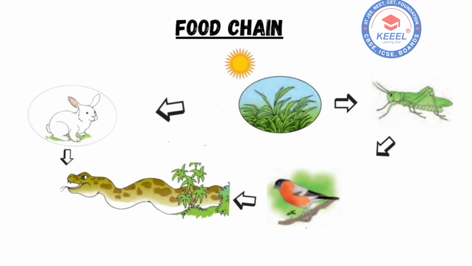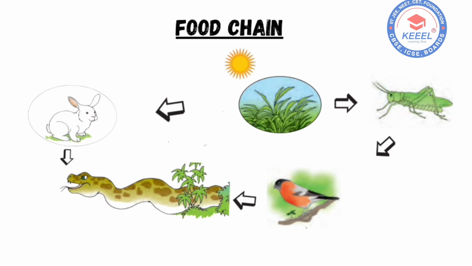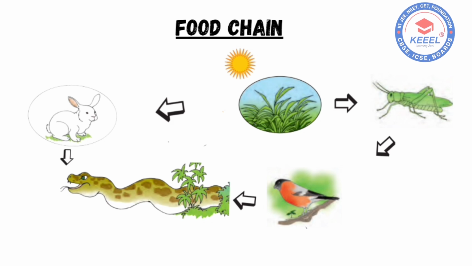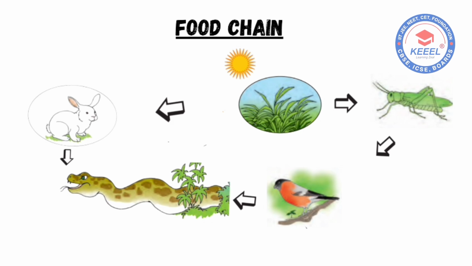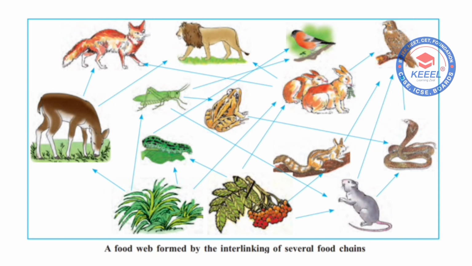Food chain. A food chain shows who eats whom in nature. Let me give you an example. Grass, grasshopper, bird, snake, kite. Grass is eaten by the grasshopper. The bird eats the grasshopper. The snake eats the bird. The kite eats the snake. And when these animals die, they get broken down by tiny organisms and return to the soil. Many food chains together make a food web. If one part of the food chain is disturbed, the whole chain is affected.